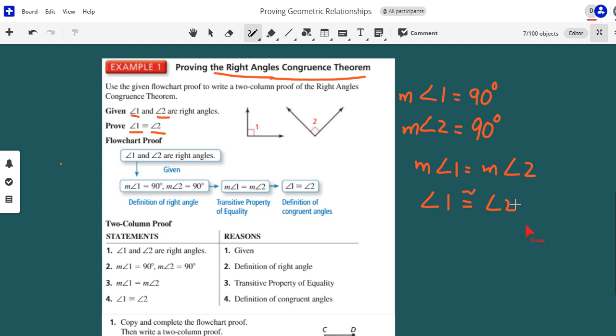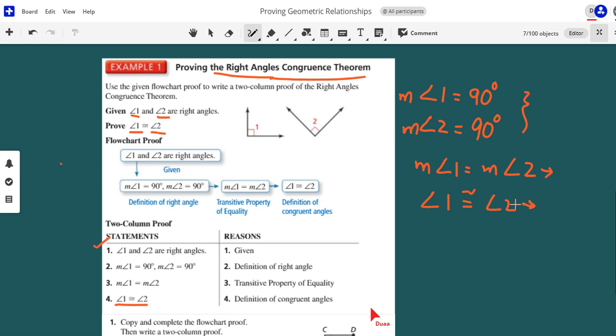We completed it by this method. We can write what this is: this is the definition of right angle. We wrote both steps. Then we used the transitive property, and then we used the definition of congruent angles. You can see this is the same proof that is being written here. The first sentence we wrote is that angle 1 and angle 2 are right angles. We were given that. Because angle 1 and angle 2 are right angles, their measures are 90 degrees. We apply the transitive property of equality, and then by using the definition of congruency, we can write that they are congruent, right?